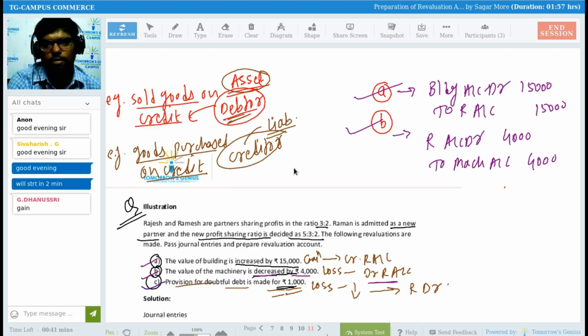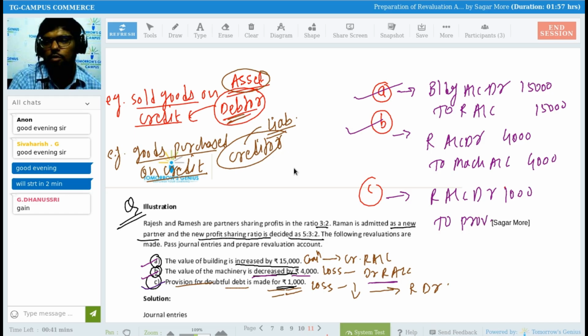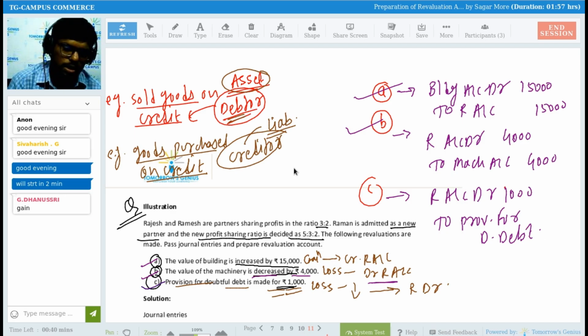So what will be the entry for C? Revaluation account debit. It's a loss, 1,000 rupees, to provision for doubtful debt. You can write provision for doubtful debt, or you can write down to debtors as well. No issues in that. Getting understood, Dhanushri, Sadhana, Shivarish?